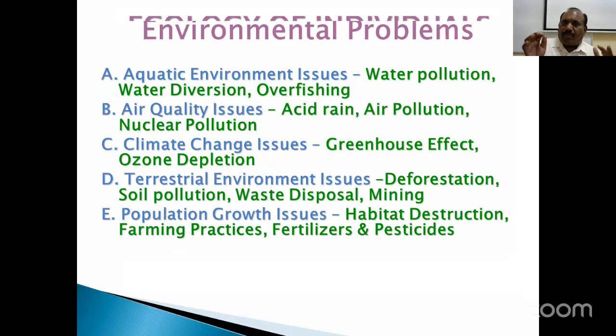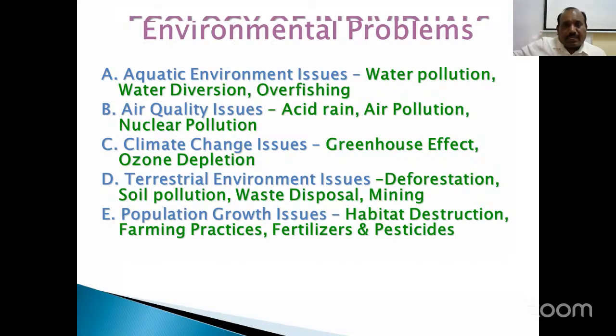Now, the environmental problems. Aquatic environmental issues, if you divide it: water pollution, water diversions, overfishing. And aquatic air quality issues: acid rain, air pollution, nuclear pollution, thermal pollution, light pollution, you can divide it in air. And also climate change issues: greenhouse effect, greenhouse gases, ozone depletion.